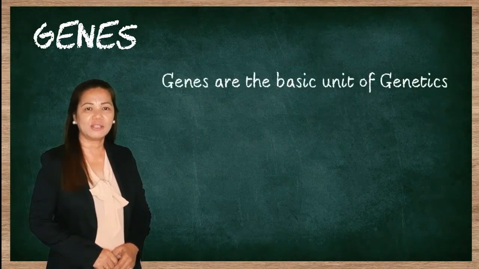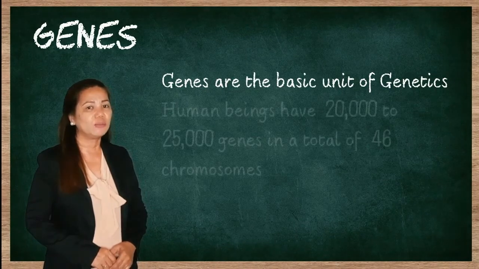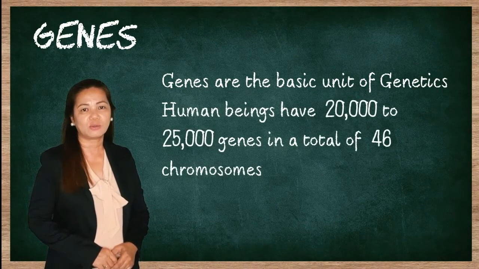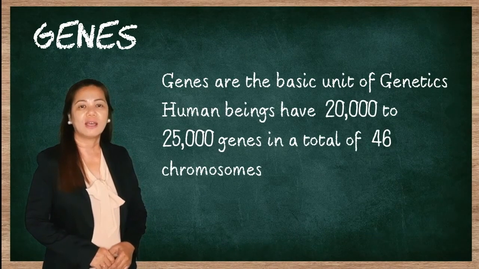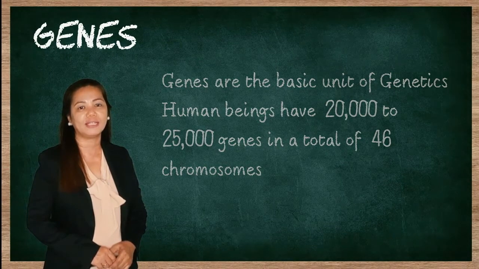Genes are the basic unit of genetics. Human beings have 20,000 to 25,000 genes. These genes account for only about 3% of your DNA.